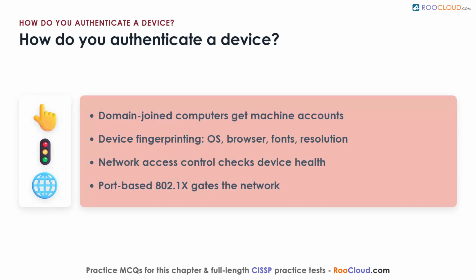How do you authenticate a device rather than a person? You give the device its own identity. Traditionally, a company computer joins a domain and gets a machine account with credentials, and if those fall out of sync, no one can log in from it. For devices that cannot join a domain, one approach is device fingerprinting, where a user registers the device and the system records traits like its operating system, browser, fonts, time zone, and screen resolution. Later logins check those traits against the registered profile.